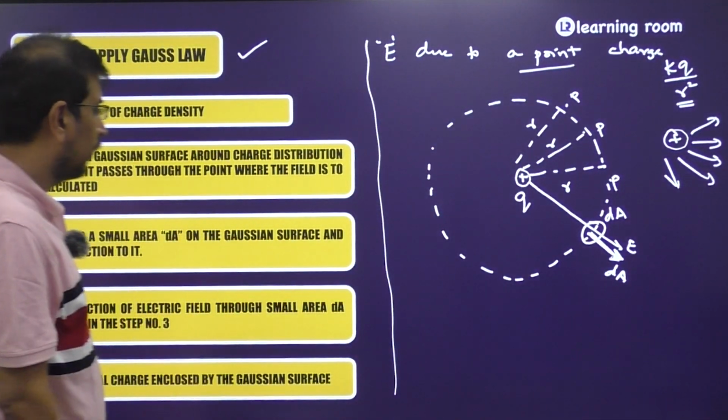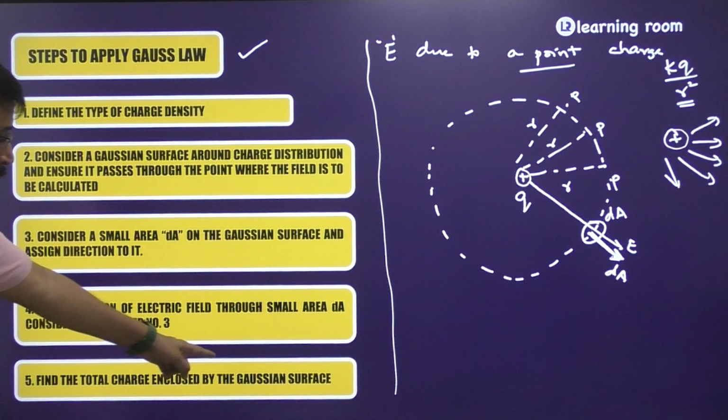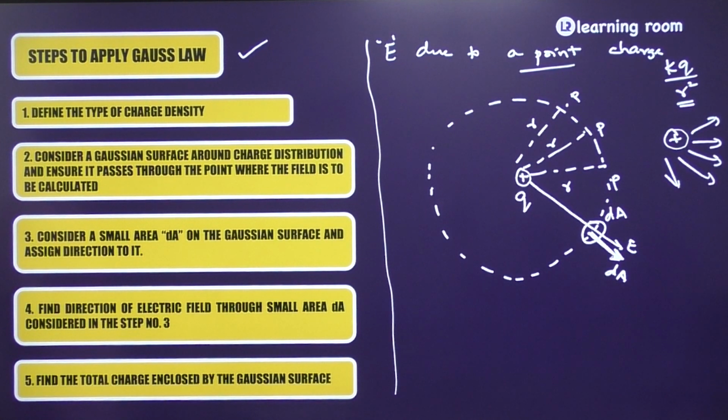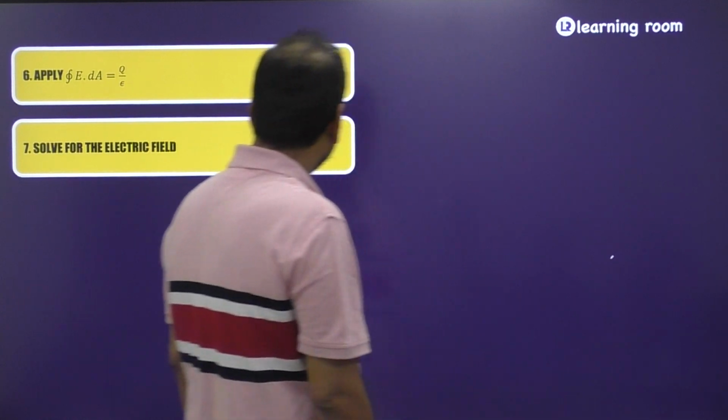E and dA are parallel to each other. Now what you are supposed to do is find the total charge enclosed in the Gaussian surface. What is the total charge enclosed by the Gaussian surface? Only one charge, Q. So is it clear till the fourth step?